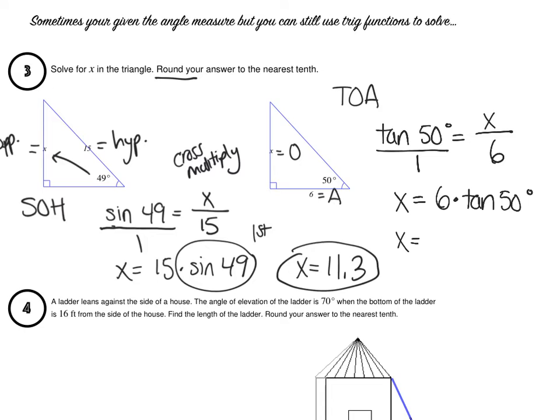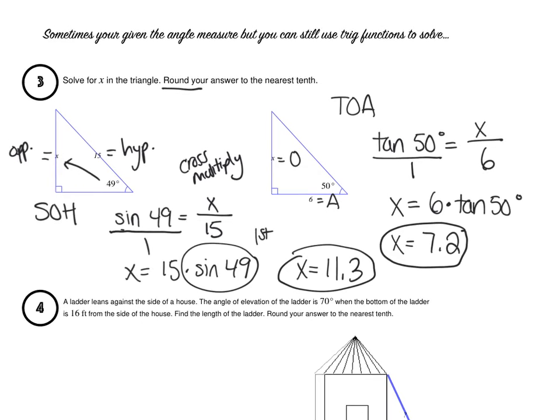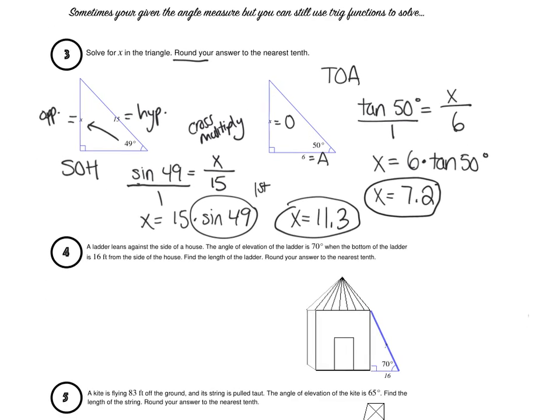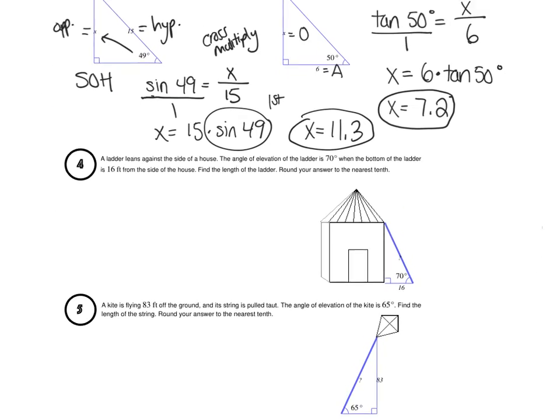So x should equal 7.2. That one ended up rounding up. Remember, when you're rounding to the nearest tenth, you have to look at the second number after the decimal point to be able to round it up. So there are our two answers for example number 3.